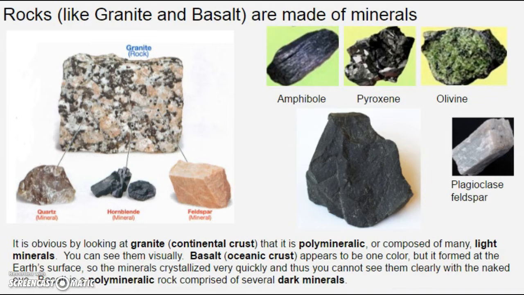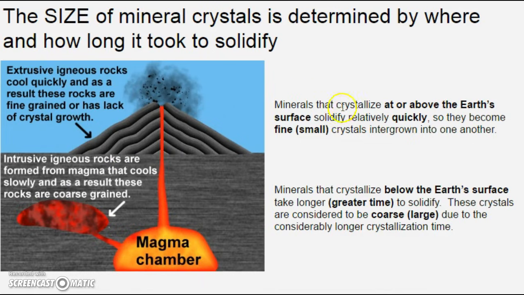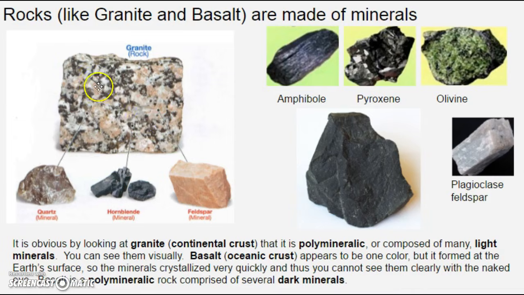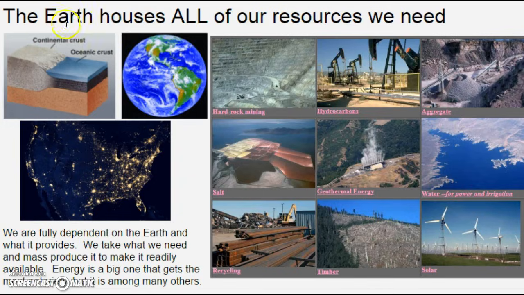And we can see that when we look at this picture here. Minerals that crystallize above the surface have very, very small or fine crystals. And those that crystallize at depth have so much more time to crystallize that they are coarse grained. So granite formed at depth and basalt formed at the Earth's surface. So let's tie this all together.